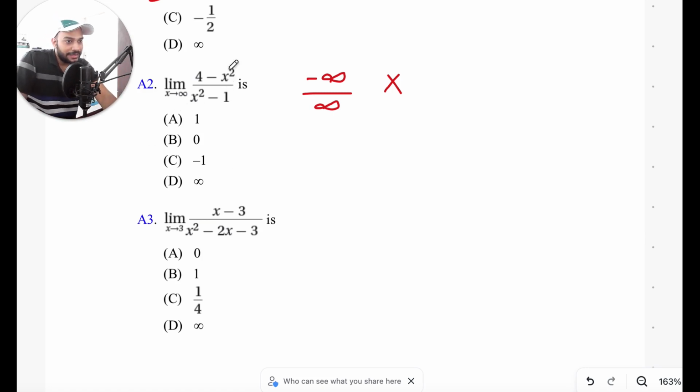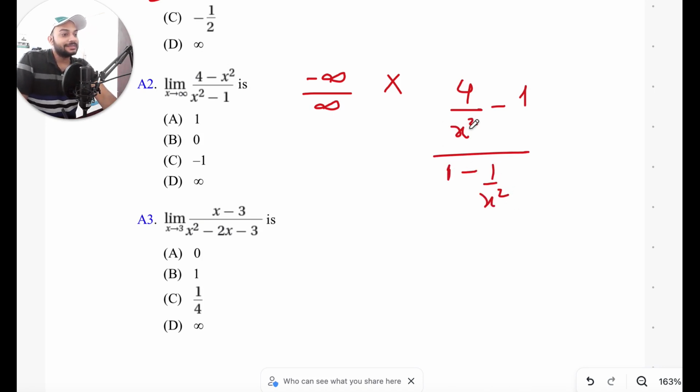So let's do one thing. We divide the numerator and denominator by x squared. So we get (4 over x squared minus 1) upon (1 minus 1 over x squared). Now you can put x as infinity. 4 over infinity becomes 0. 1 over x squared, this 1 over infinity will become 0 again. So you are left with negative 1 over 1, which is negative 1. That's the answer.